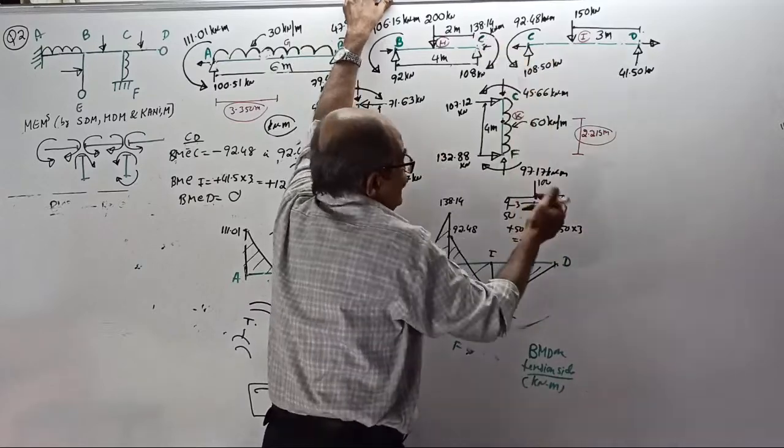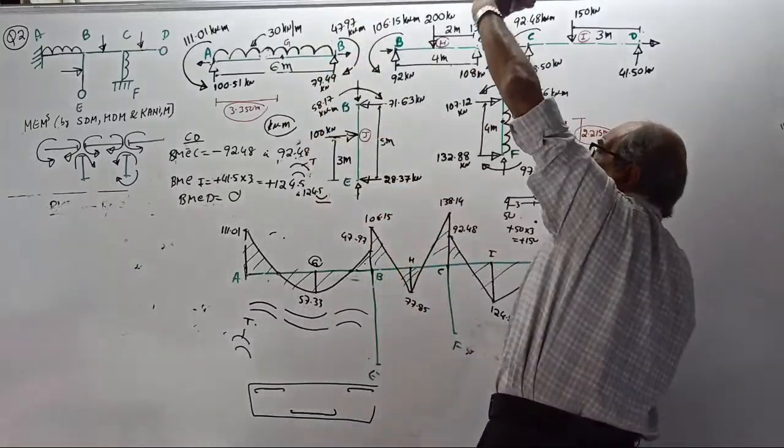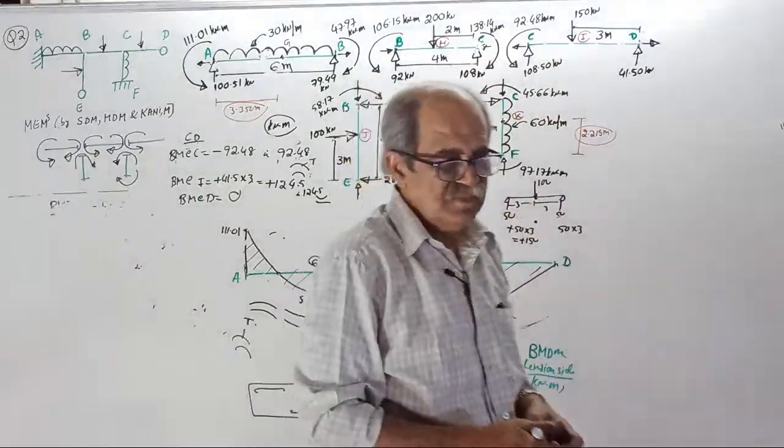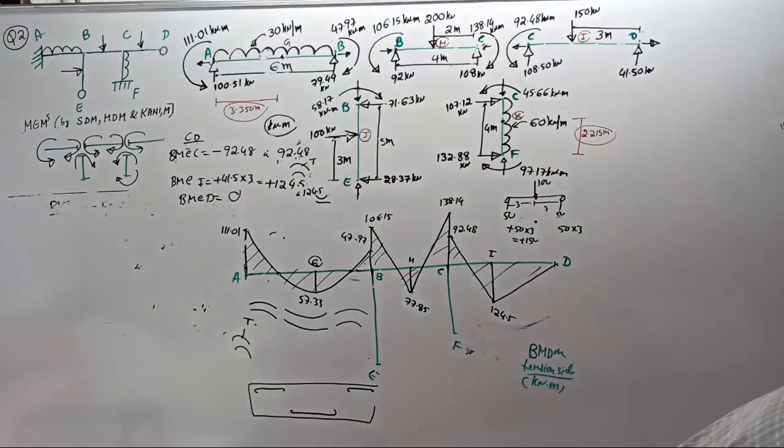Plus or minus? Look at the left side: plus 50 into 3. Look at the right side. Tell me, plus or minus? Sign of the bending moment, plus or minus? Look at the left side: plus 50 into 3. Look at the right side, plus or minus? Tell me the answer. 50 into 3, right side, plus or minus? You, those who are my usual people, should tell. Look at the right side, plus or minus?